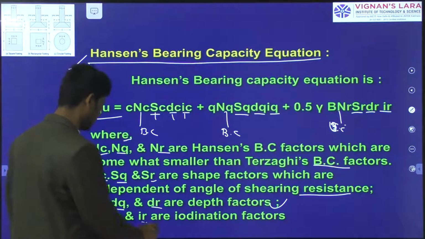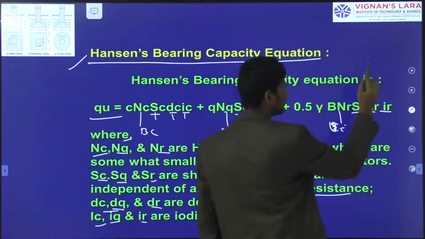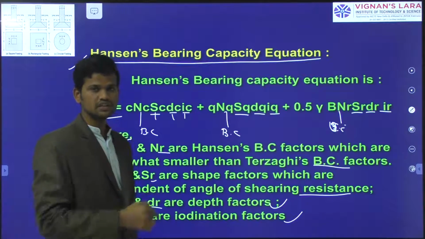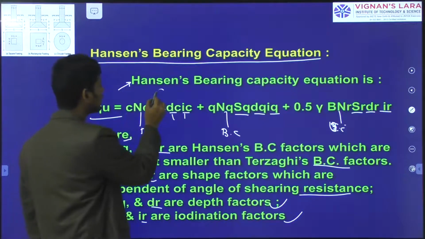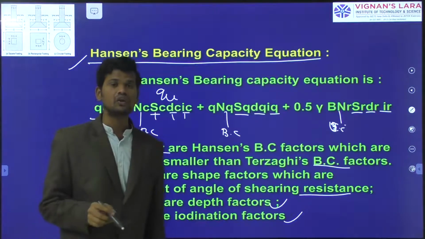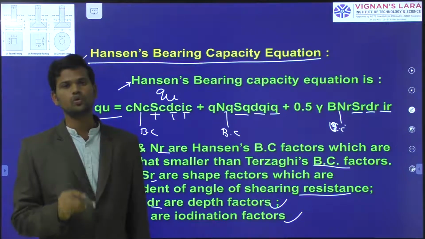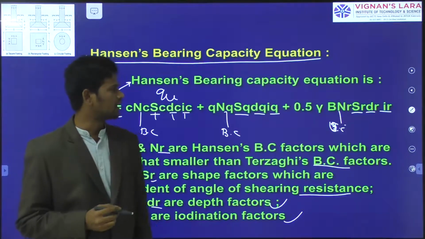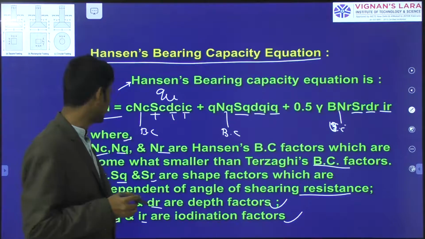Next, Ic, Iq, I gamma are the inclination factors. The inclination factors come into play if you are constructing the footing or foundation in an inclined direction; in that situation these factors may vary. Using Hansen's bearing capacity equation we can calculate the ultimate bearing capacity: qu equals c Nc Sc Dc Ic plus q Nq Sq Dq Iq plus half gamma B N gamma S gamma D gamma I gamma. These are the different factors for the calculation of ultimate bearing capacity.